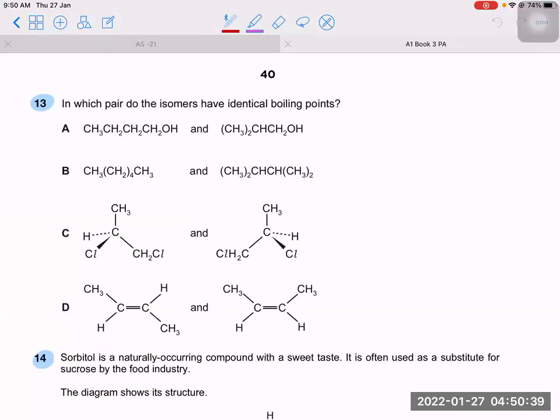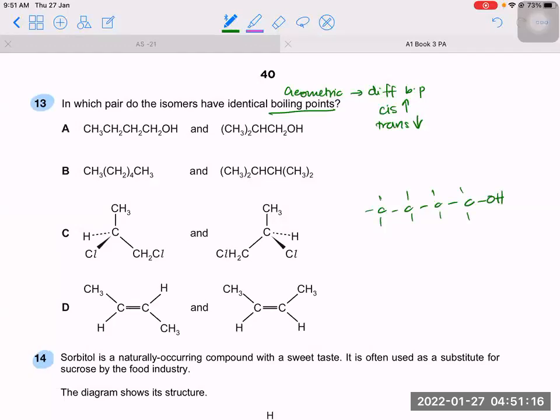Which pair have identical boiling points? So you know that geometric isomers have different boiling points. Cis has more, trans has less. And if the number of carbon and hydrogen atoms is different, then also they will have different boiling points, because the number of electrons will change and the strength of the van der Waals forces will change. So let's see. You have A and you have B. Let's see A. So A is a 4-carbon alcohol. What alcohol is this? Butanol.